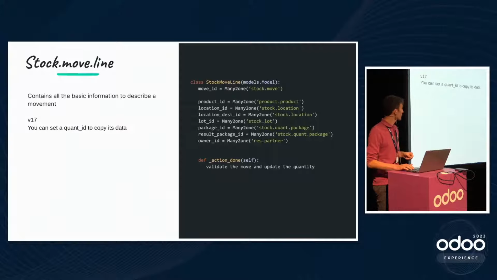Now let's present the different fields of the stock move lines. Of course, there is the field move ID to link the stock move lines to the relative stock move. We have the product ID that needs to be the same, of course, as the one on the move. Again, two locations, source and destination.